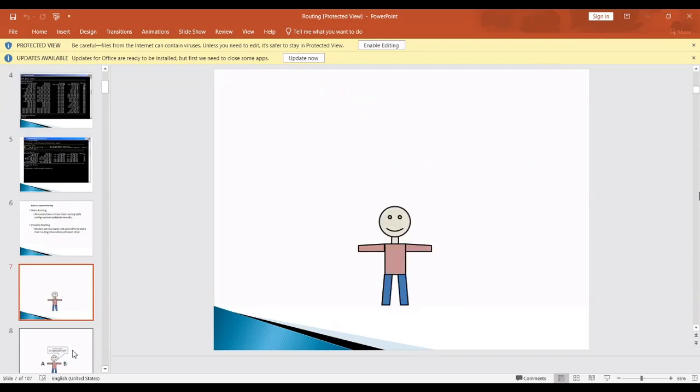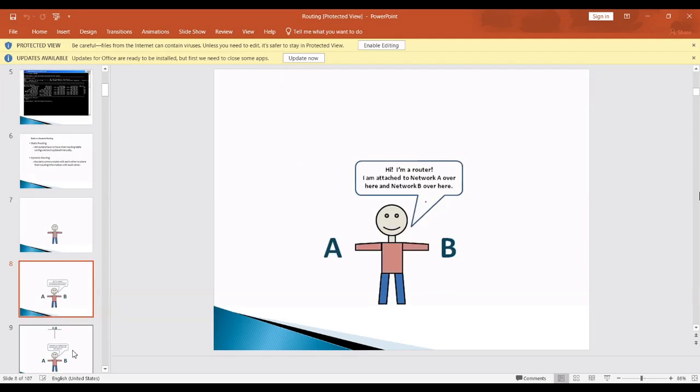To get an idea about a router's function, you can think this is a router, and his characteristic is like this. He is always trying to search for his neighbors, right? He's always seeking gossip, and trying to understand who the people around him are. So he says, I am attached to network A over here and network B over here. The router tells the others who his neighbors are, so then the others come to know who their neighbors are.